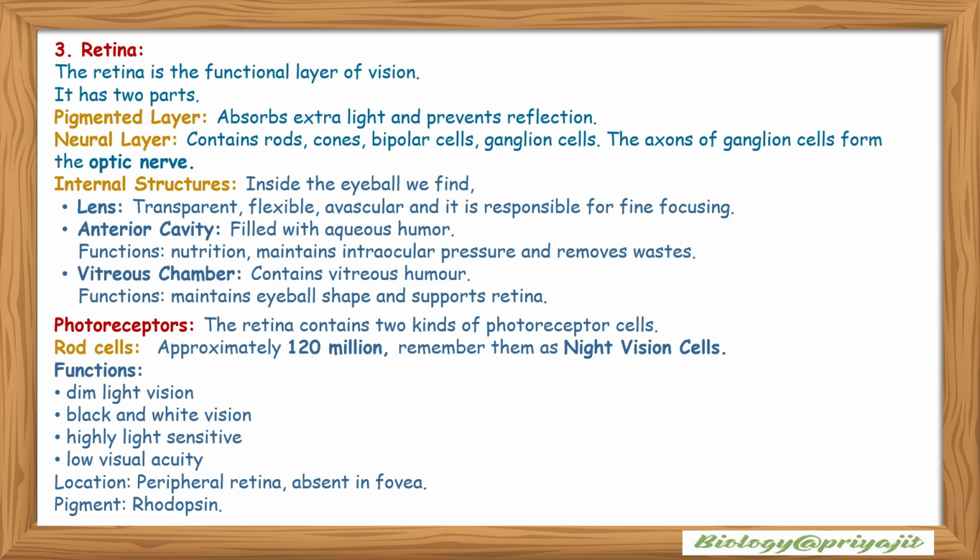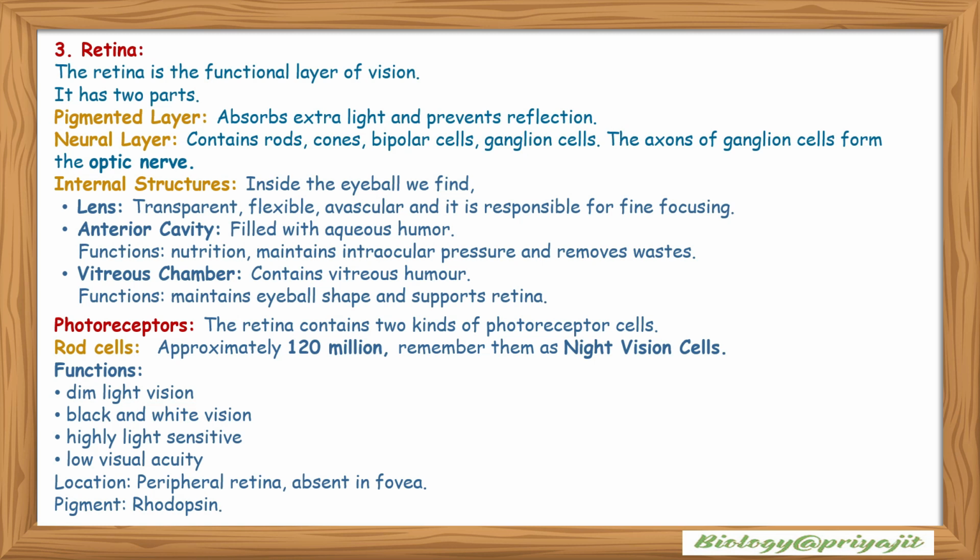Retina. The retina is basically the functional layer of vision. It has fundamentally two parts, the pigmented layer and the neural layer. The pigmented layer absorbs extra light and prevents reflection. The neural layer contains rods, cones, bipolar cells and ganglion cells. The axons of ganglion cells form the optic nerve.